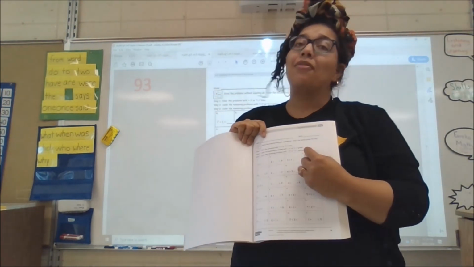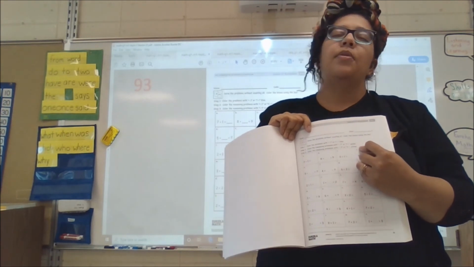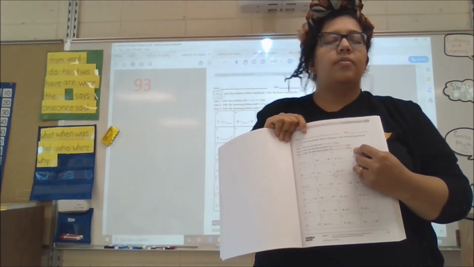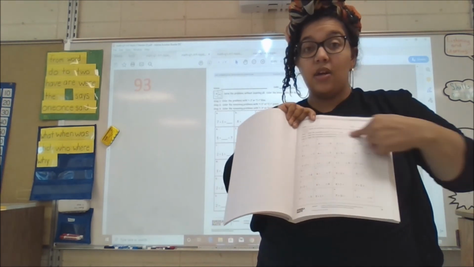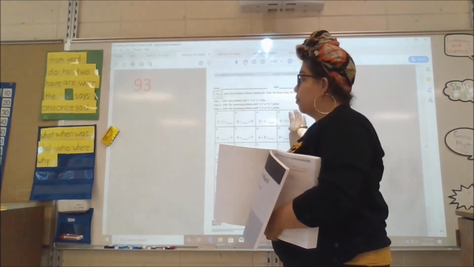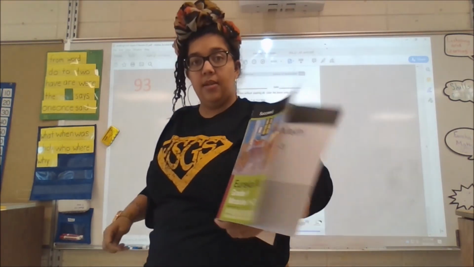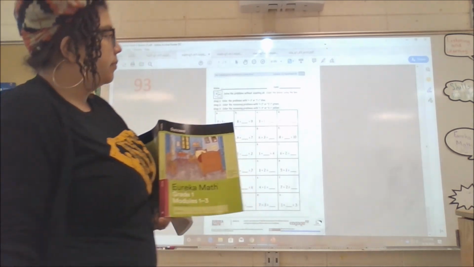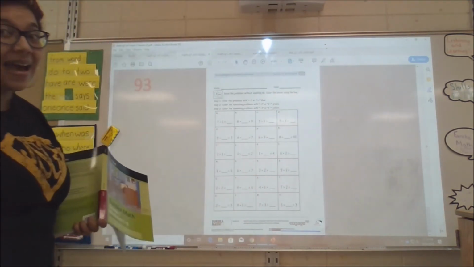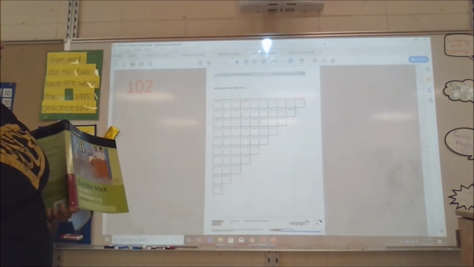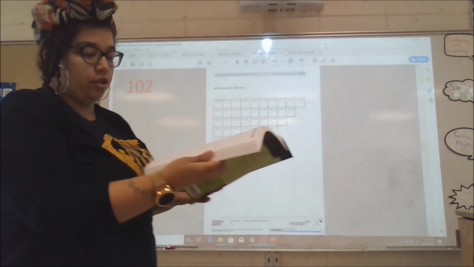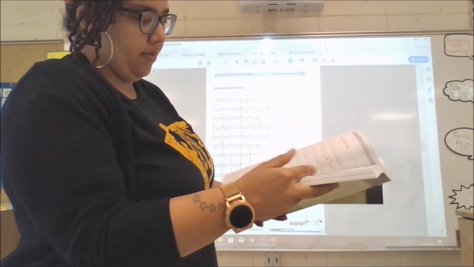If you don't have crayons, please don't stress. Crayons, color pencils, markers, pens, just don't stress out. But definitely solve the problems. Okay, so this is in your book, in your Succeed book with the little bedroom on it. And then you're not going to do the back side of it. You're actually going to go to page 102 in this same book.